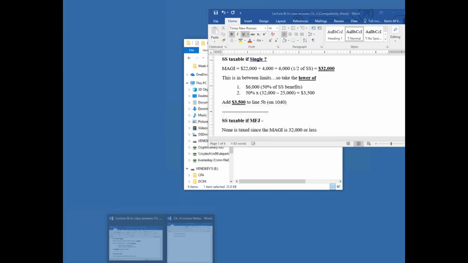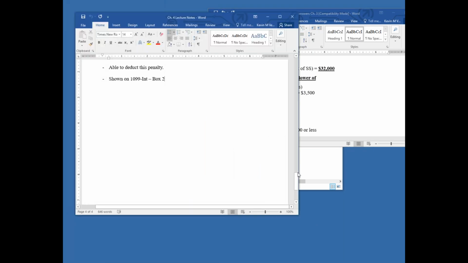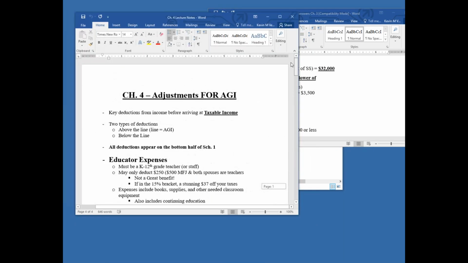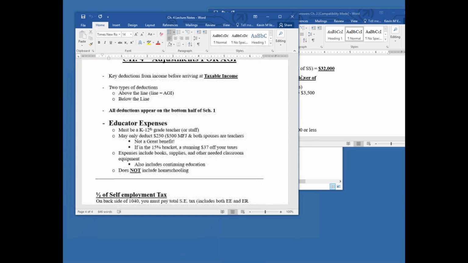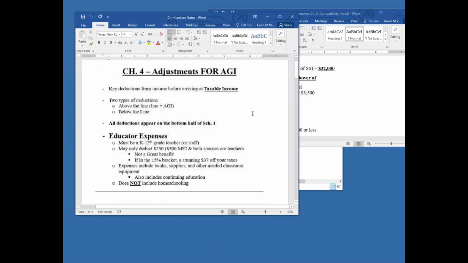I've got chapter 4 ready. Chapter 4 is simply the deductions for the AGI. These are all going to be, I'm going to put this up here, on Schedule 1 of the 1040. If you want to take a break, I think this would be a good time, even though this won't take us too long to finish up.